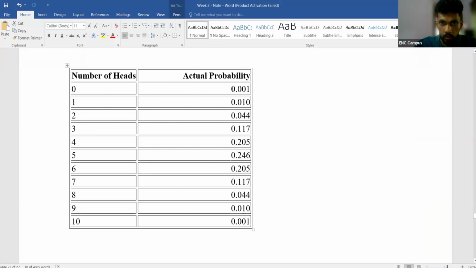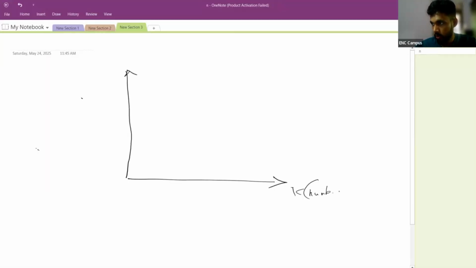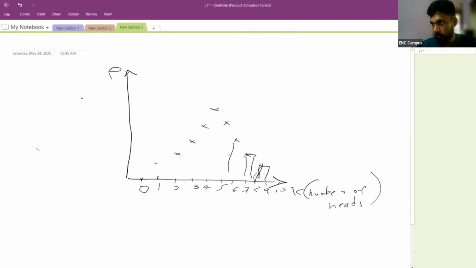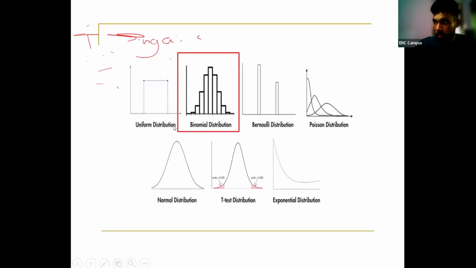Getting 0 heads is like 0.001 and getting 10 is extremely low, and most probably you will get 5 times heads, right? So on the axis we have the number of heads and the probability. My probability distribution will look like this. So I will get a distribution like this. This we call a binomial distribution. So a binomial distribution we get with discrete data, right?